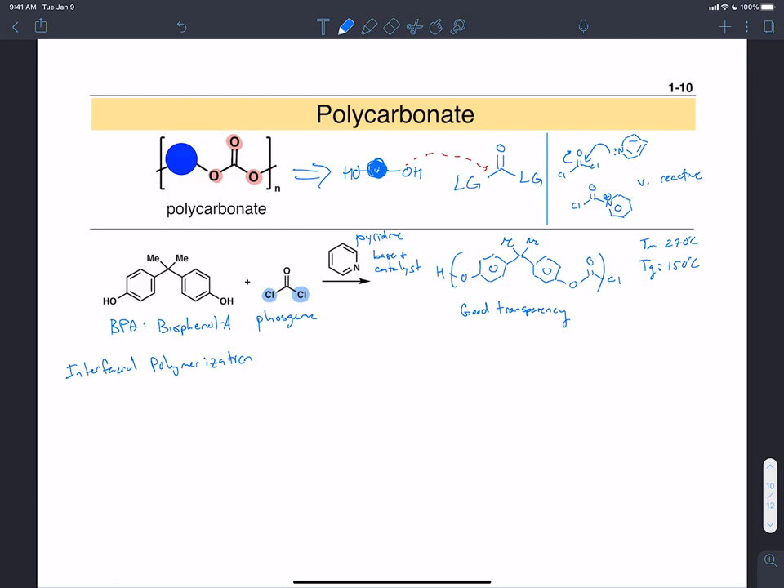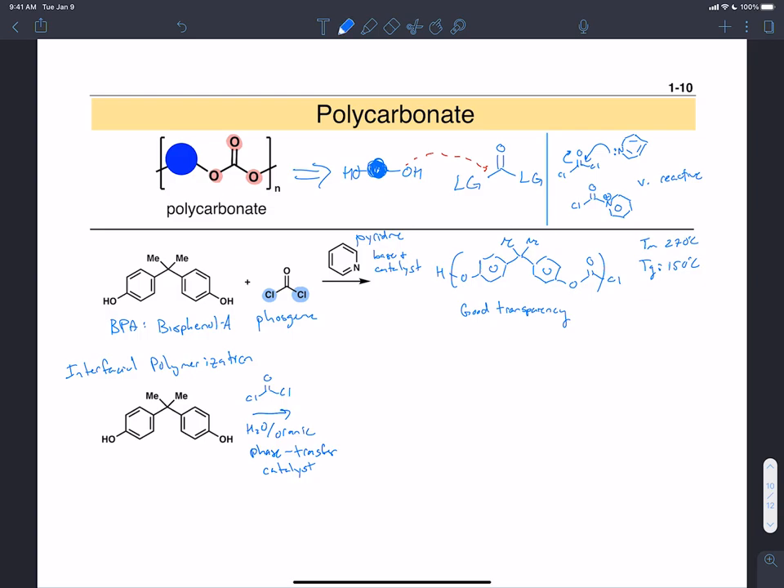So usually this will involve similarly taking the same BPA monomer. We'll add in the phosgene. You'll have water and an appropriate organic solvent. And you'll also be adding in a phase transfer catalyst. So whenever you do this reaction, these are just sort of counter ions that'll help solubilize the bisphenol A anion.